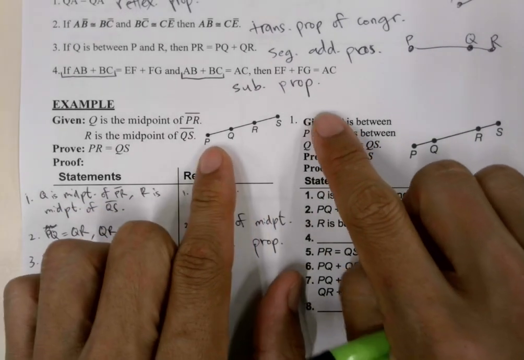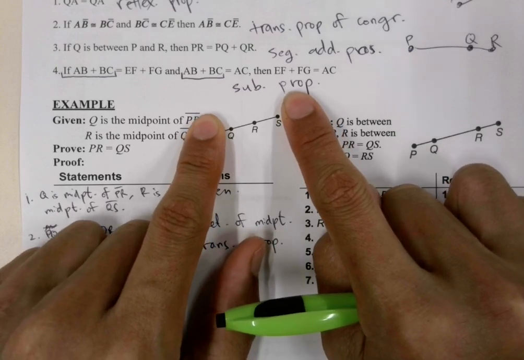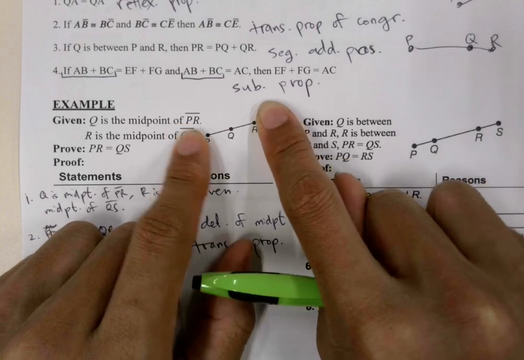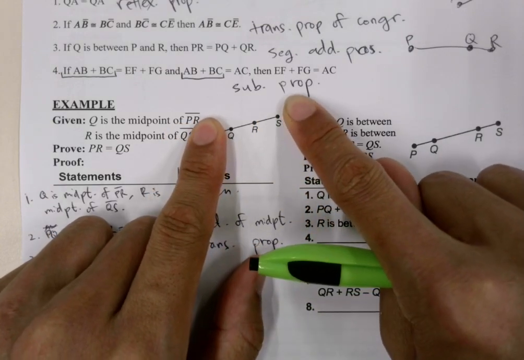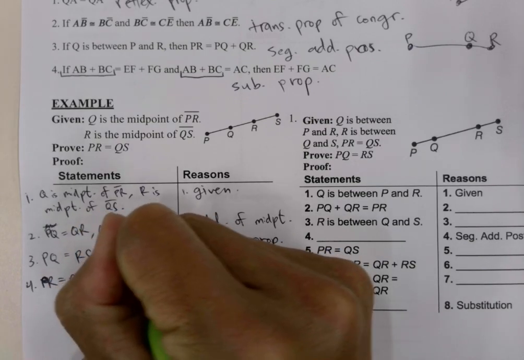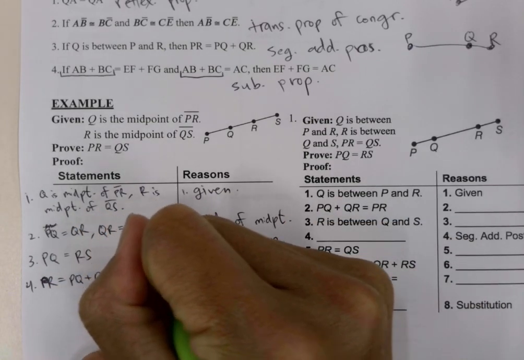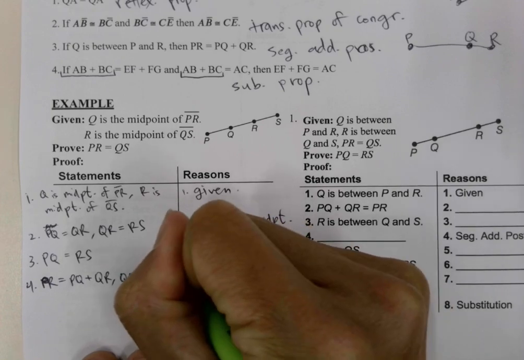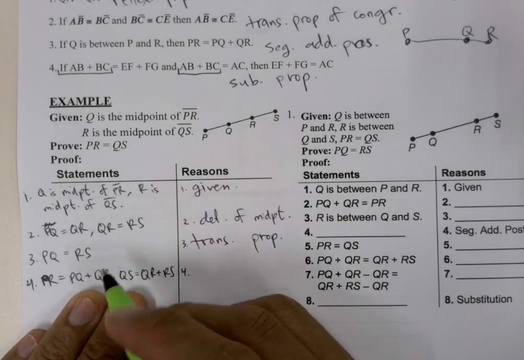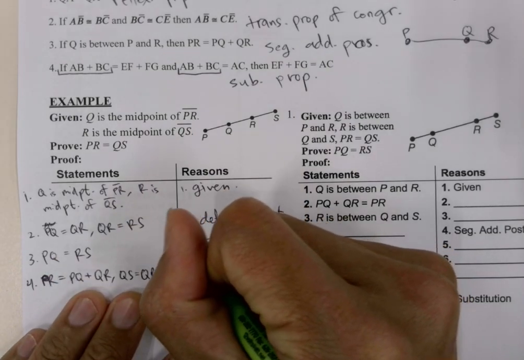And I'm also going to do the same thing with this line segment too. I'm going to use the segment addition postulate on this one there. So I'm going to say the measure of QS is equal to the measure of QR plus RS, like so. And the reason that we're able to say this is the segment addition postulate.